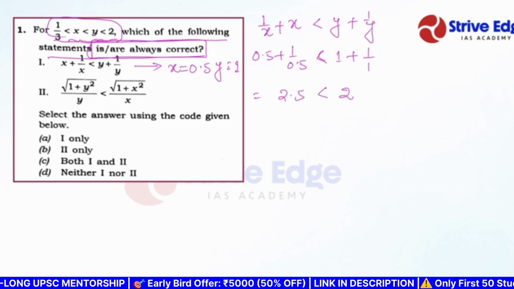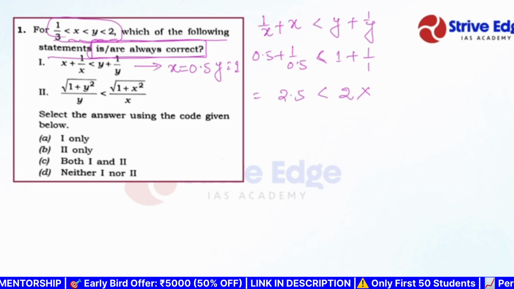So you can see here the relation is not satisfying. So my first condition is not correct. So it is not always correct. Okay. So let's see the second condition.